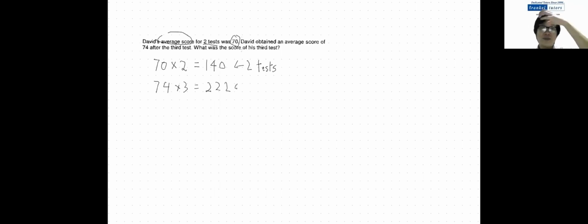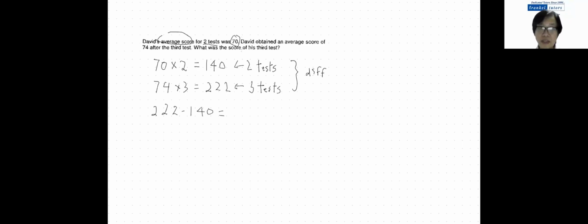So this is 3 tests. So what does this tell you? We've got 3 tests, we've got 2 tests. If we take the difference between these 2, then obviously we'll have his 3rd test. So 222 take away 140, and that gives us 82.